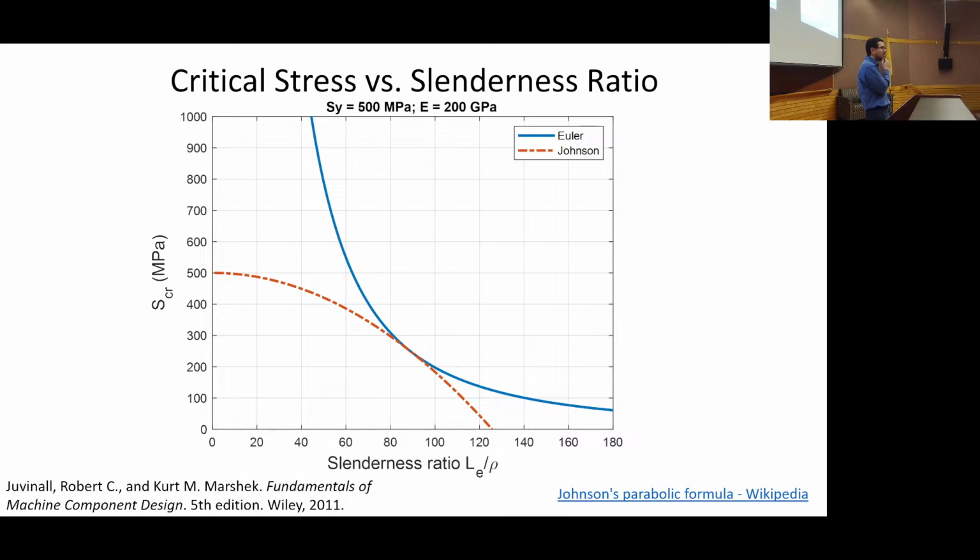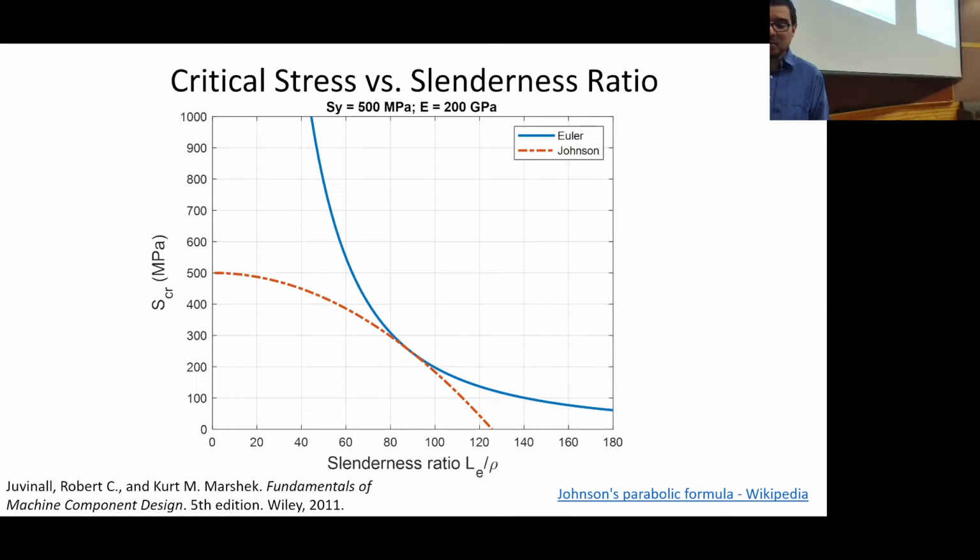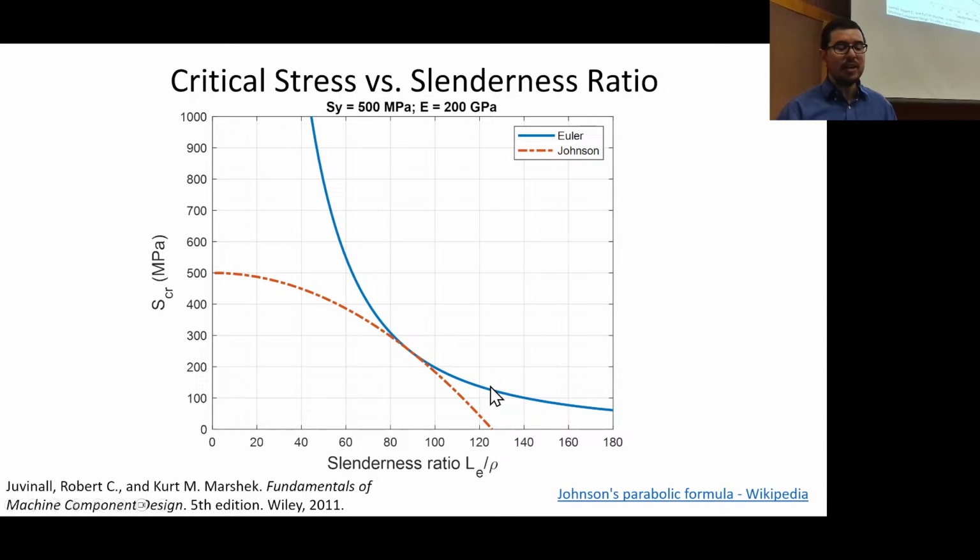Sure, Bobby. We use Johnson probably until they touch. That's right. Are you saying coming from the left to the right? Right. So you use Johnson until about here, and then you would use Euler over here. Now, this is called the tangent point.